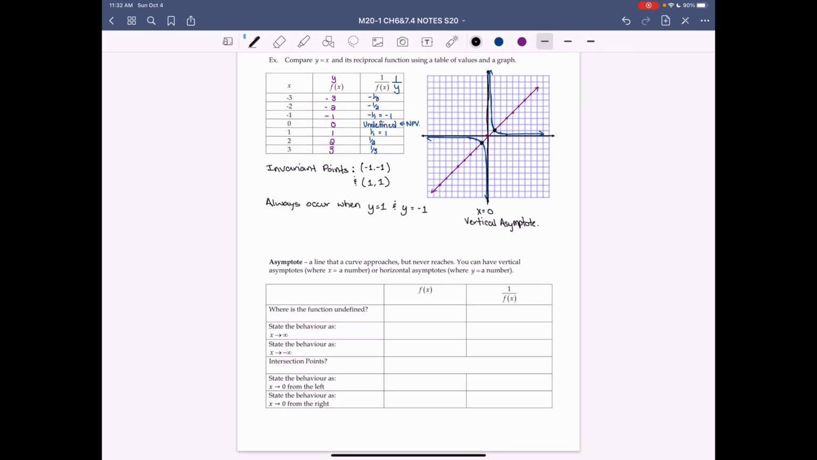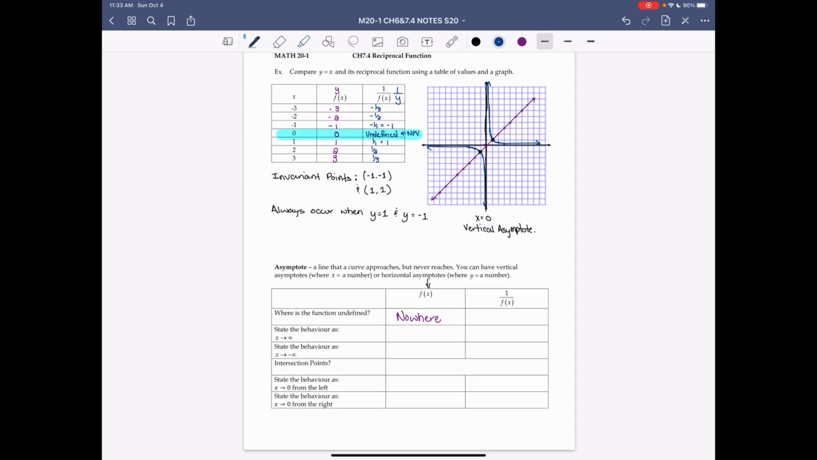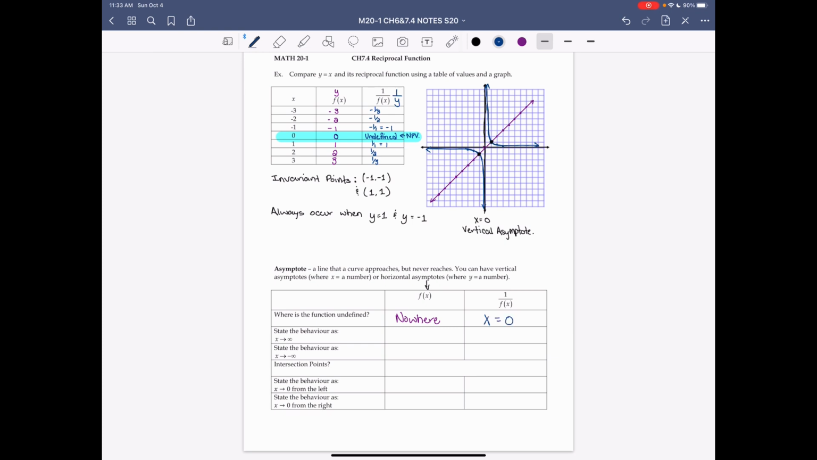We have this table here. Where is the function undefined? So we're looking in this column at the original function, f of x, so just y equals x. Where is the function undefined? Nowhere. There's nowhere that the function is undefined. For 1 over f of x, where is the function undefined? Well, that happened at x equals 0. It was undefined at x equals 0.